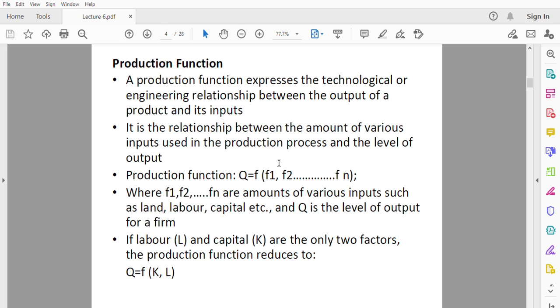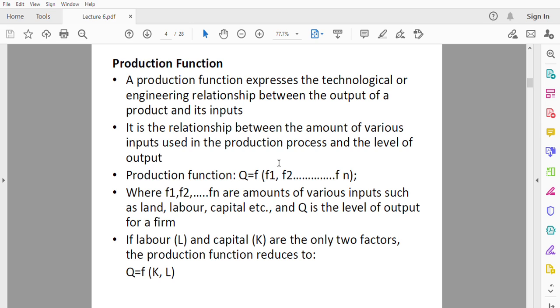So the next thing we want to look at is the production function. A production function expresses the technological or engineering relationship between the output of a product and its inputs. So it shows a relationship between output and inputs, right? It is the relationship between the amount of various inputs used in the production process and the level of output. That is also a production function.